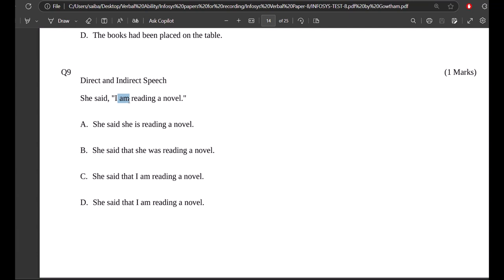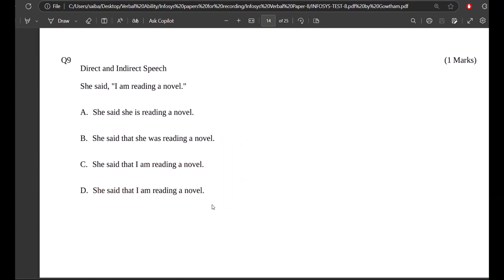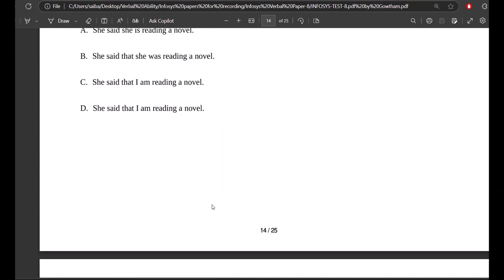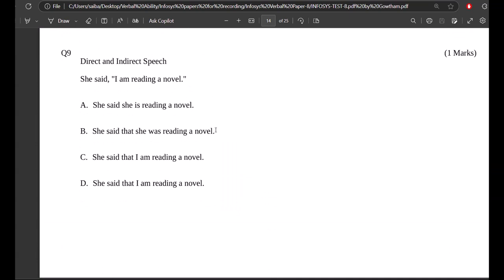Next, present tense is converted to past. Am is converted from present tense to past tense, was reading a novel. So she said that she was reading a novel. So that is the reason B is correct. Other options are wrong because in both the options it is mentioned present tense as present tense, but we have to convert present tense to past tense. So that is the reason option B is the answer.